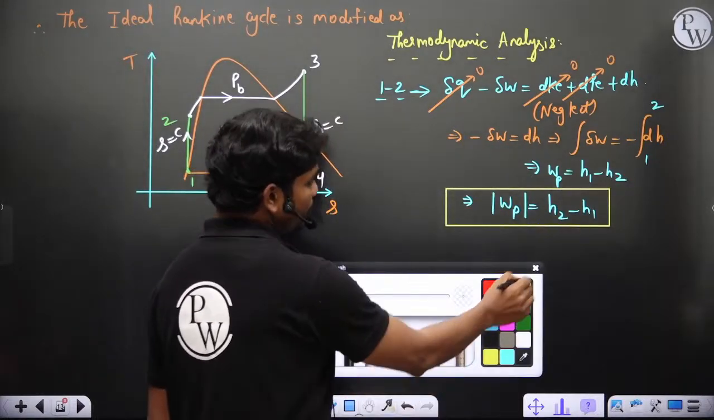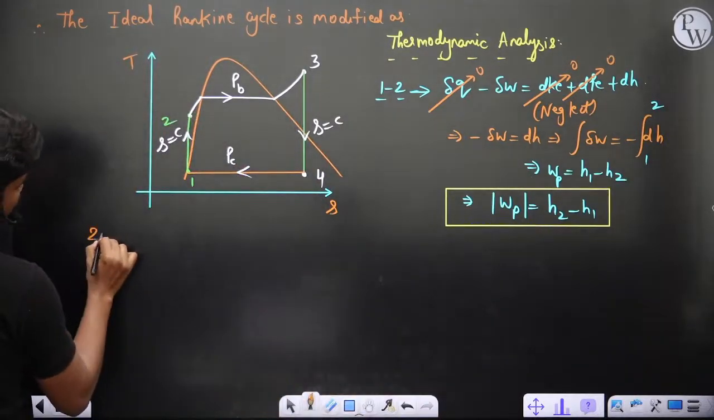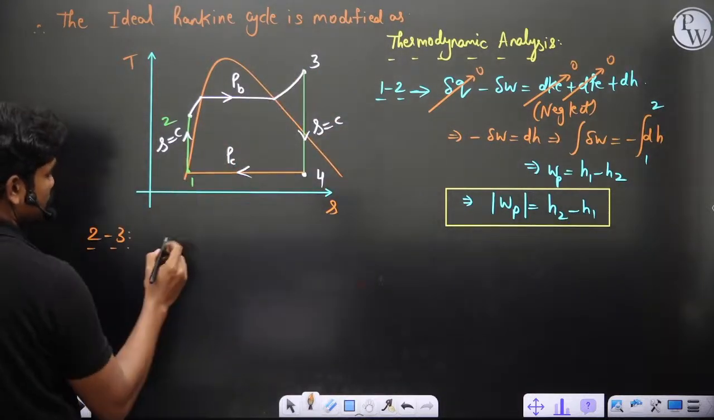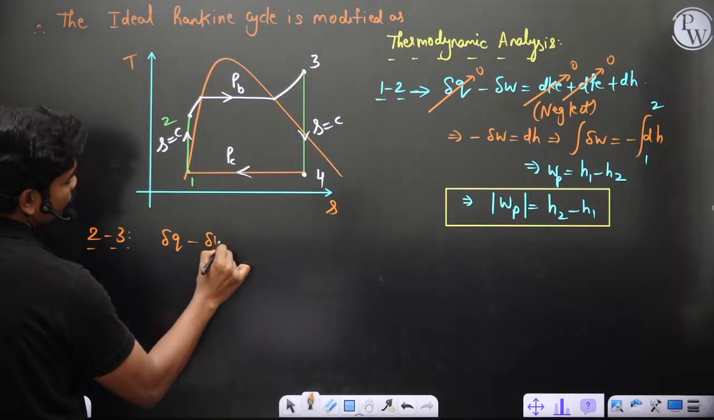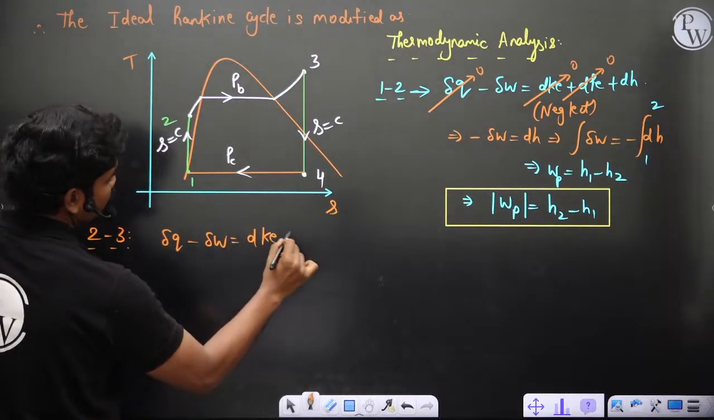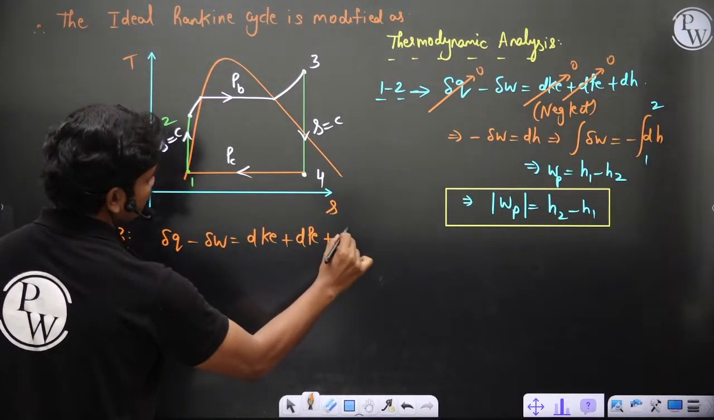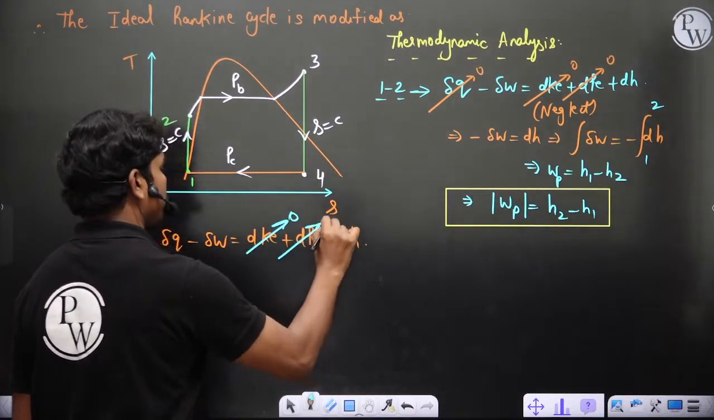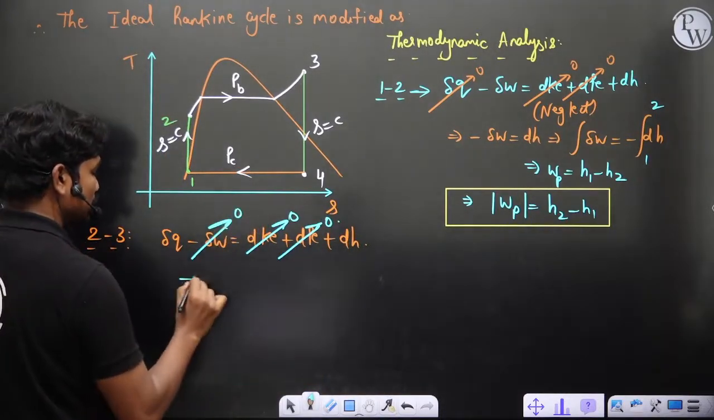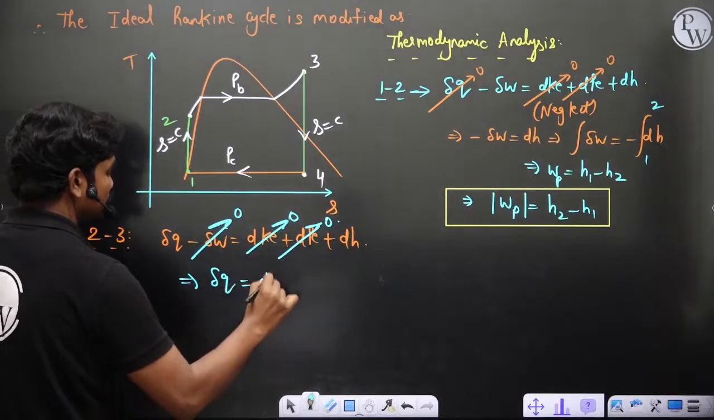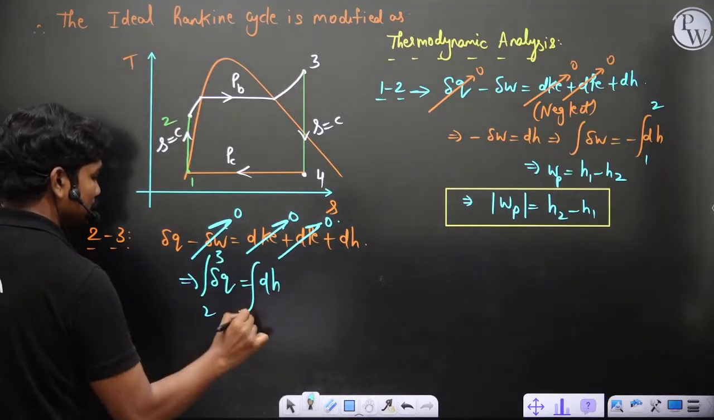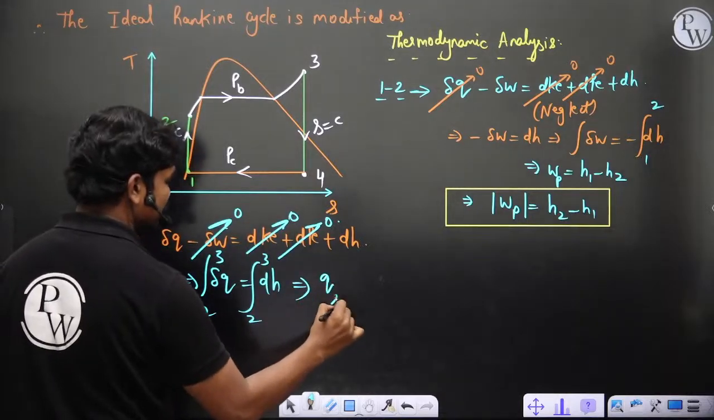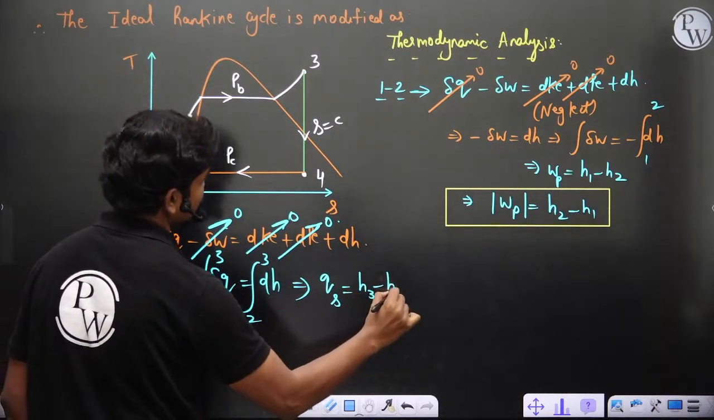Then coming to the boiler, 2 to 3. Clearly the boiler doesn't give any work output, so del Q minus del W is equal to dKE plus dPE plus dH. If you neglect these two again, and since boilers do not produce any work output, del Q is equal to dH. So if you integrate from 2 to 3, the heat interaction in 2 to 3, which is nothing but heat addition, Qs is equal to H3 minus H2, that's it.